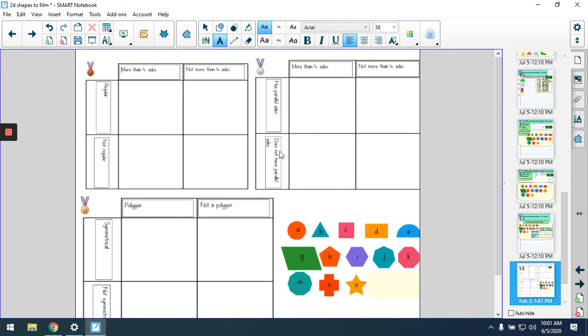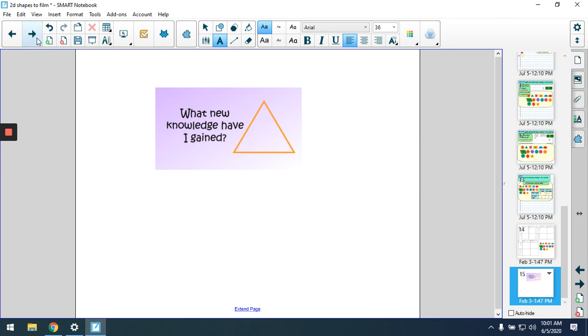Silver, parallel sides, does not have parallel sides. More than 4 sides, not more than 4 sides. And gold, polygon, not a polygon, symmetrical, not symmetrical. If you're unsure at any point in time, just play the film again and pause it at the right point to help remind you whether the shapes fit into the different categories. When you've completed the task, have a go at the reflection shape.